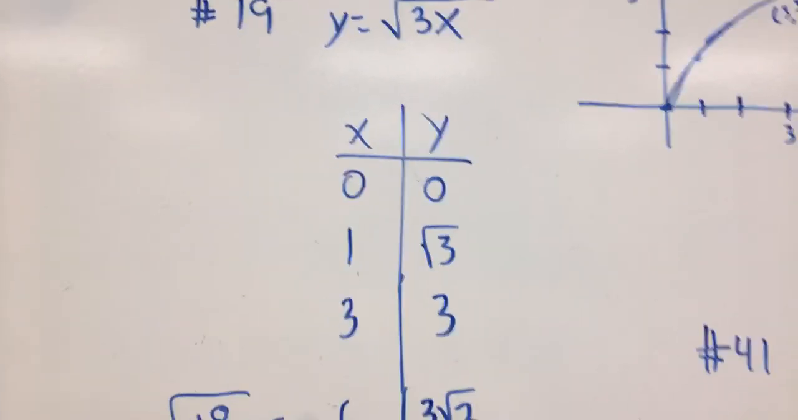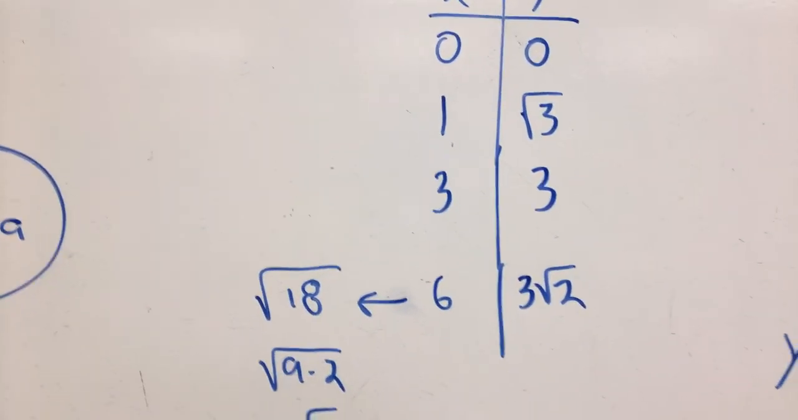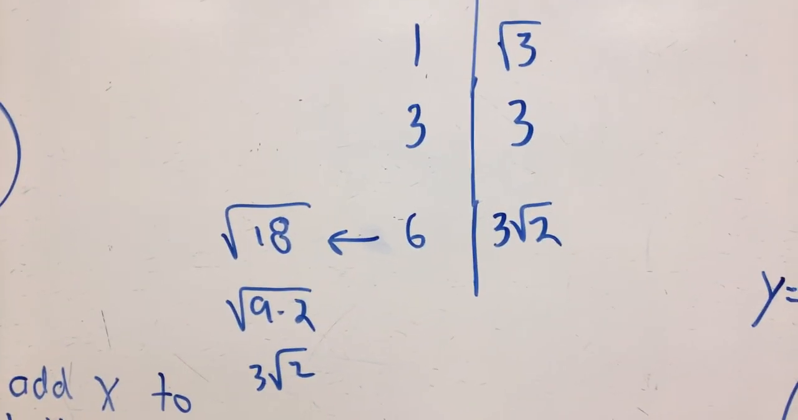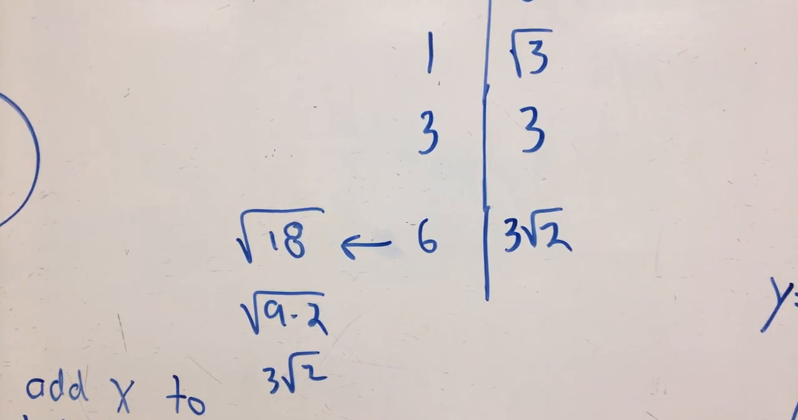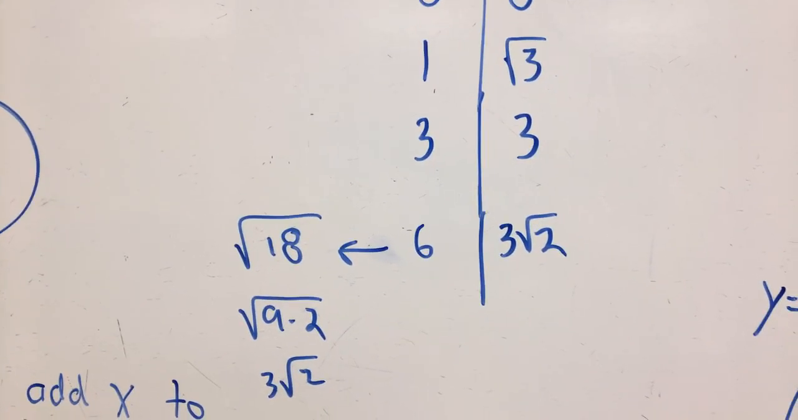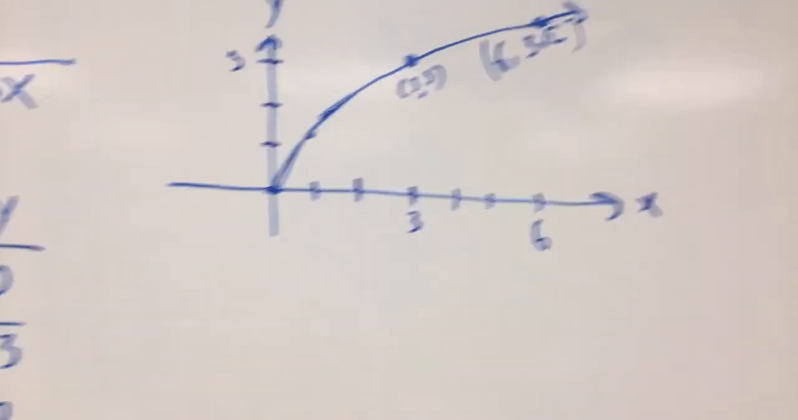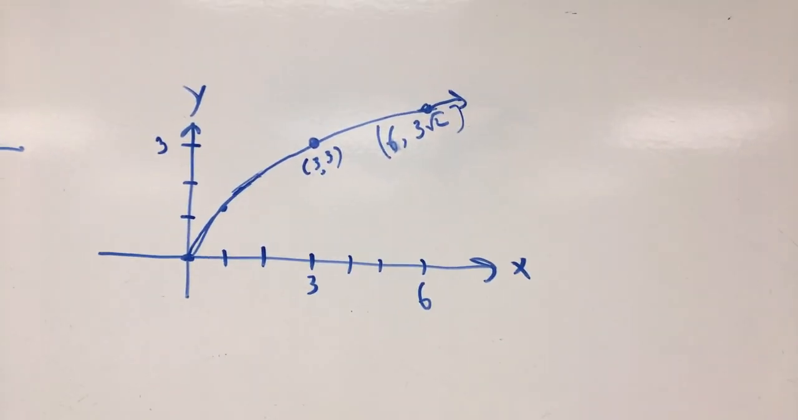Now, this is where that Chapter 9.1 comes in. The square root of 18, well, I recognize that's 9 times 2, and the square root of 9 is 3, and the square root of 2 is just the square root of 2. So when x is 6, y is 3 square roots of 2. All right, now let's graph that. Looks something like that. Okay?